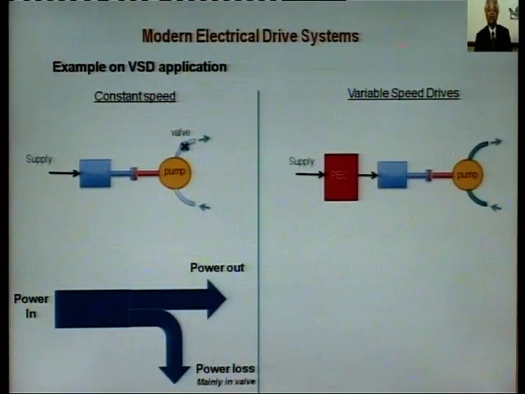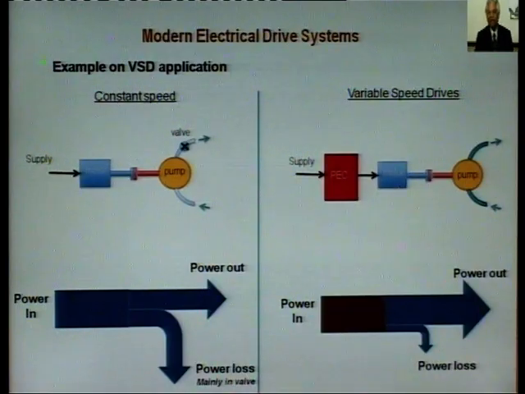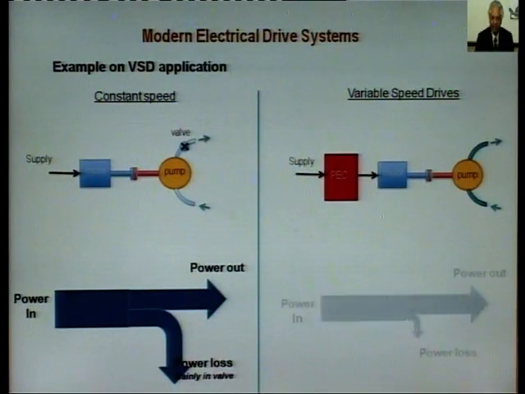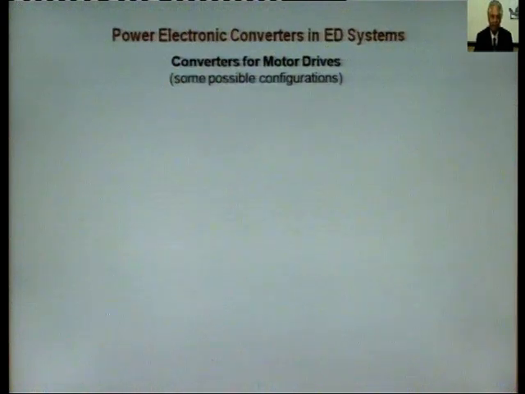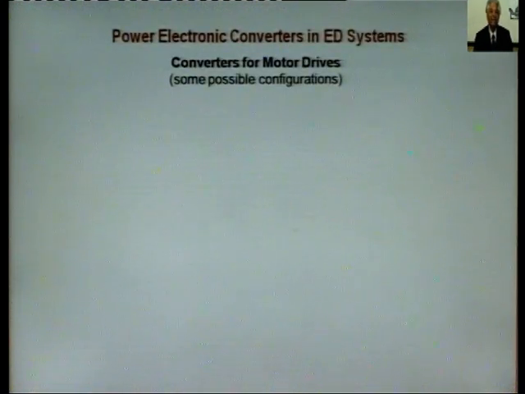This is a variable speed drive, which means the speed will vary accordingly depending upon the load on the system. Power in, power out, and power loss. Power electronic converters in ED systems, converters for motor drives, some possible configurations I have given in this slide. Let us see what these are.